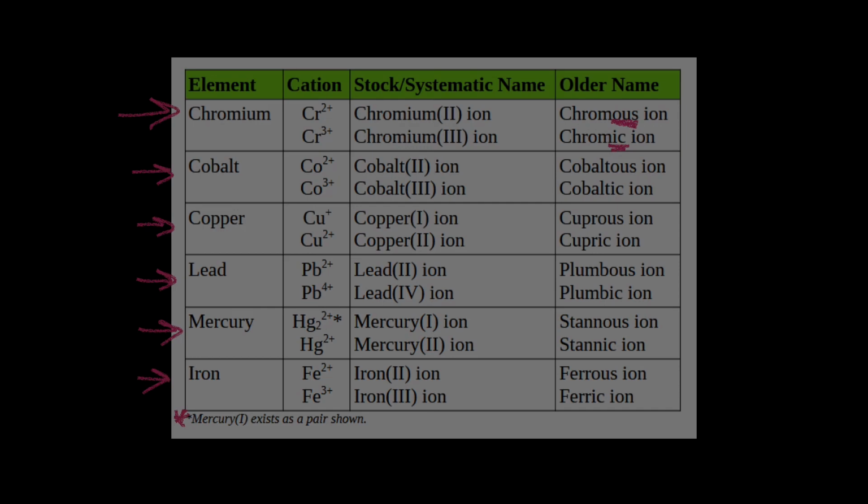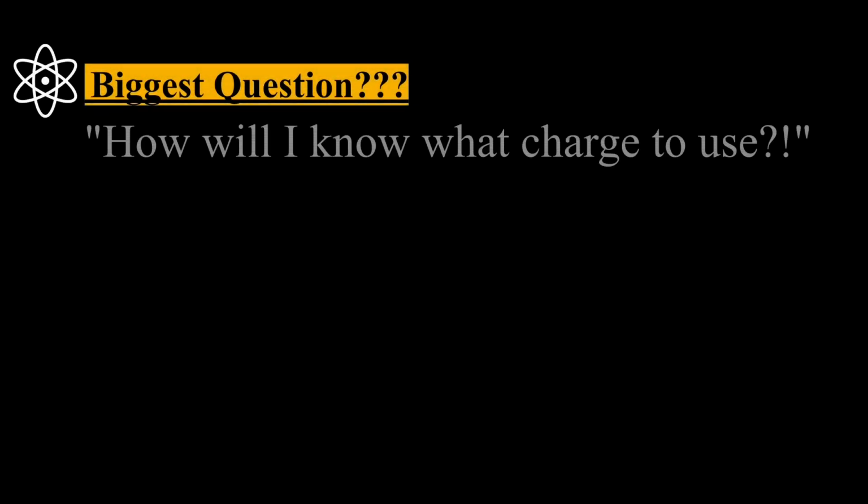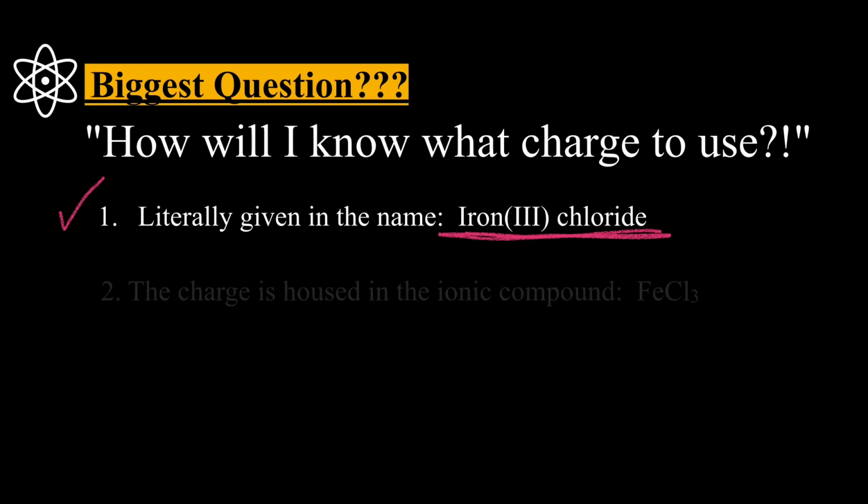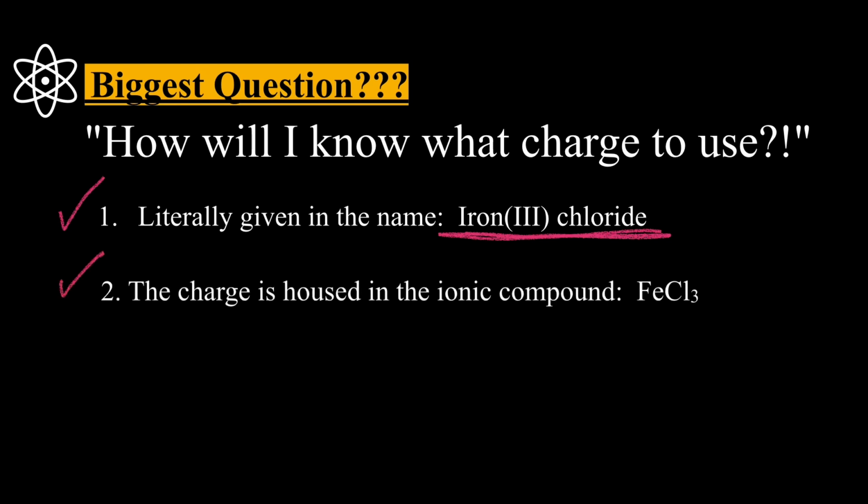Alright, so to wrap this all up, the biggest question I get: how will I know what charge to use? Easy. One, it'll literally be given in the name, iron(III) chloride. And we're going to make a video where we name ionic compounds, not a worry, that's coming. The other thing is the charge is housed in the ionic compound. So if I have FeCl3, I unwrap that, bring the charges back up. We'll go through this in the video in more detail. We know Cl has a -1. So that means that +3 came from the iron. So that's iron(III) chloride. So you're never going to be pulling these out of a hat. They're going to be given to you one way or the other.